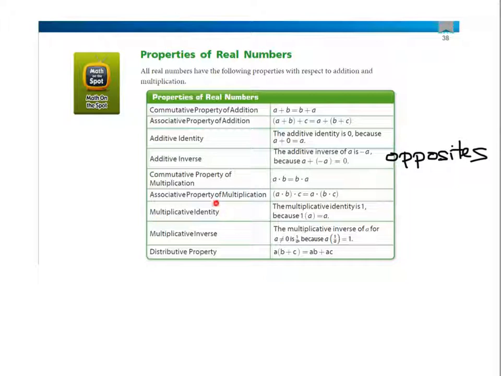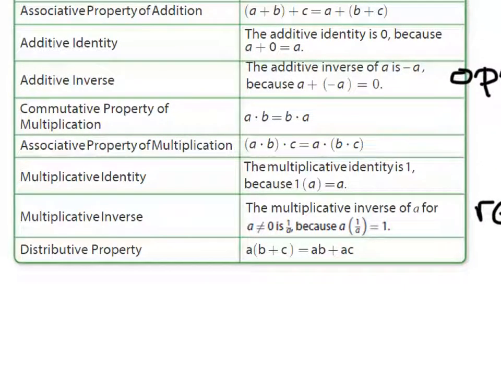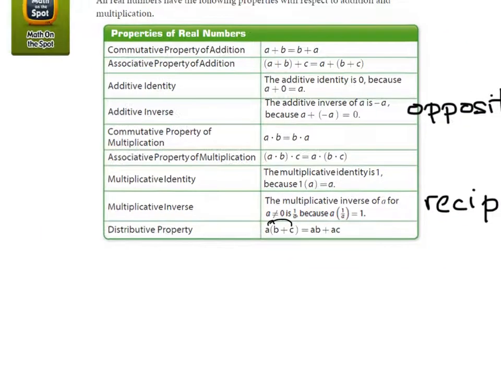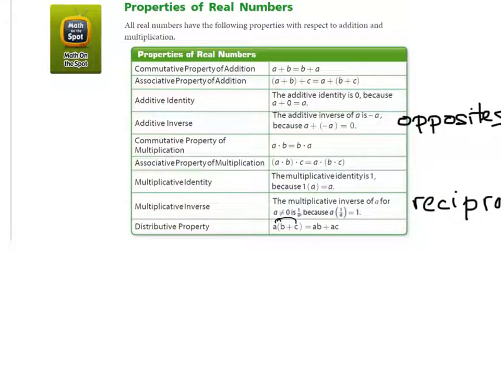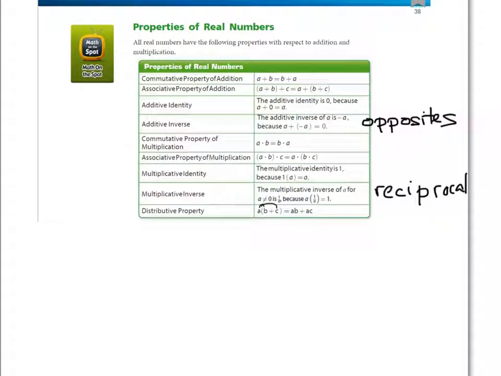The multiplicative identity is 1 because multiplying by 1 doesn't change a number. The multiplicative inverse is the reciprocal, because if you take a number and multiply it by its reciprocal, the product is always 1. And the distributive property you're familiar with already. If you have two things inside the parentheses and you multiply them by the outside, you have to distribute that outside term to both. So these are just a little bit of review of properties because we're going to use them to talk about closed sets.